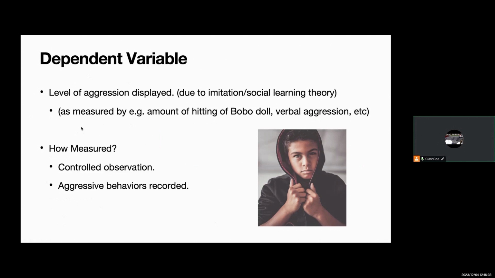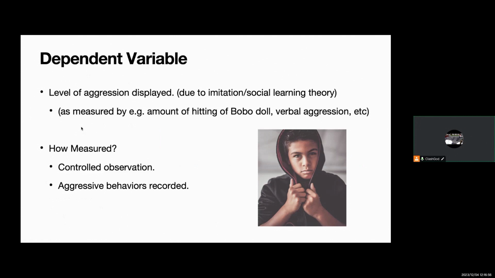The dependent variable. What are we measuring in this study? What are we aiming to understand or investigate in this study? Of course, we are trying to understand imitation of aggression, right? We want to know if the children imitated aggression from the adult. Thus, the level of aggression displayed is the dependent variable, which is the thing we are trying to measure.